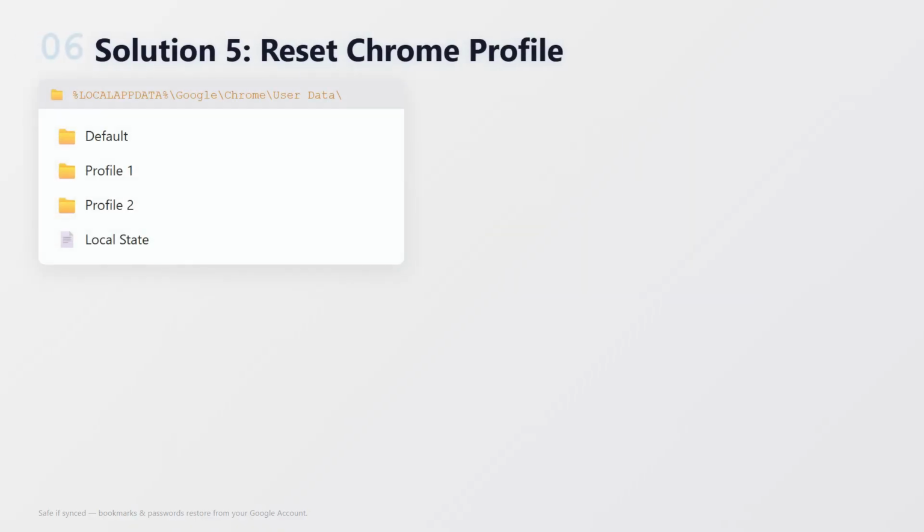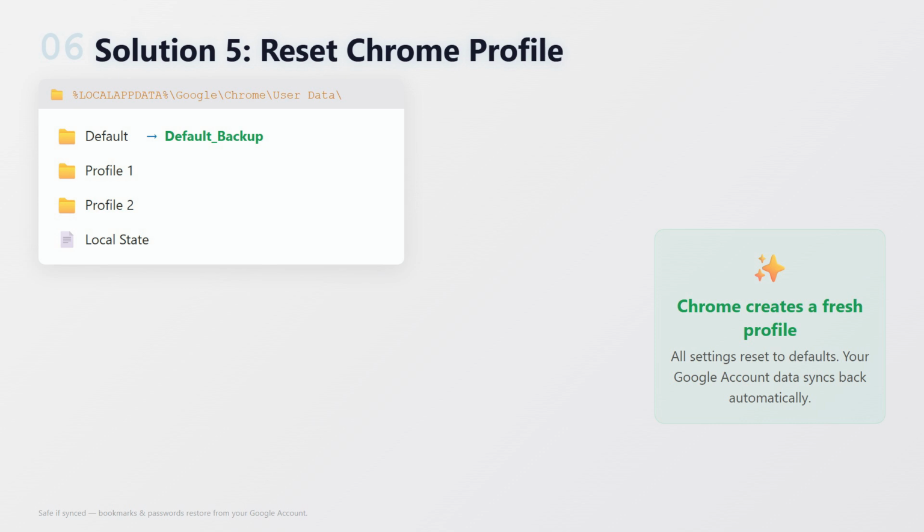Solution 5. Reset your Chrome profile. Close Chrome completely. Navigate to your Chrome user data folder. Rename the Default folder to Default Backup. Chrome will create a fresh profile automatically. Your Google account data will sync back when you sign in.